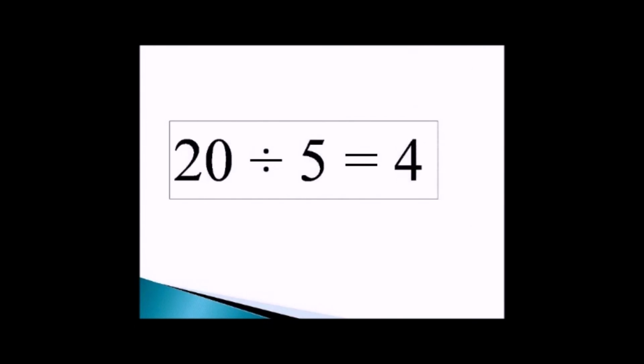And 20 divided by 5 is 4. Hope you got that correct. Remember, that's a big number there. 20 divided by 5. Multiply 5 times 4, you get 20. There you go. Hope you got 5 out of 5 for that.